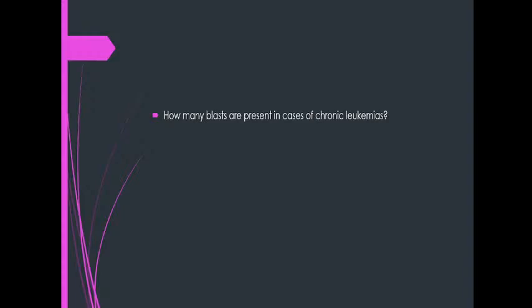Alright, now, let's talk about them in general terms. How many blasts or the percentage of blasts is present in cases of chronic leukemia? Well, there is less than 10%. You would notice that, sir, bakit parang akala ko ba pag leukemia, madami ang WBC precursors? When you're talking about chronic leukemia, it's quite the opposite. You're seeing a lot of mature cells, but not a lot of blast cells.